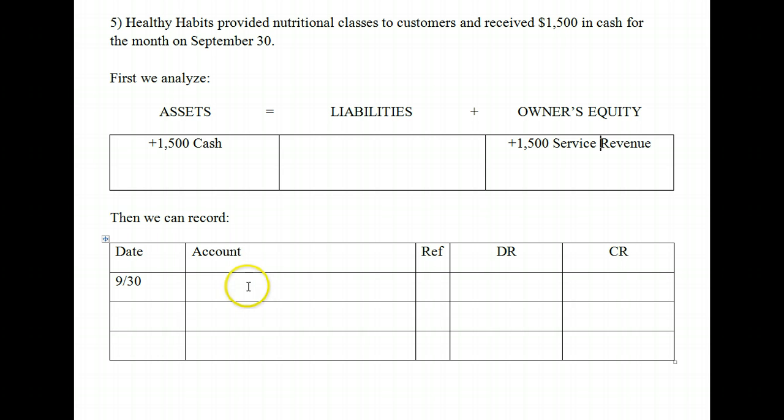All right, now that we've looked at that, let's record the transaction. Cash is going up. Cash is on the left side of the equation, so it's going to get the debit for $1,500. And then our equity is going up. Remember, revenue and capital increase equity, whereas expenses and drawings decrease equity. So revenue is increasing equity. Equity accounts are increased with a credit. So we're going to credit our service revenue.